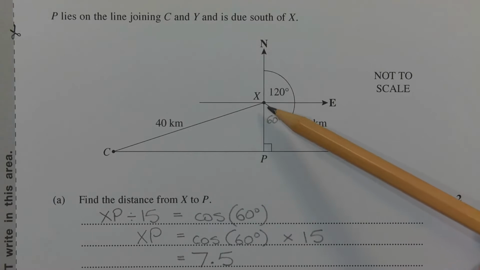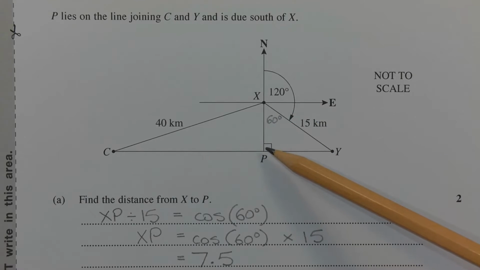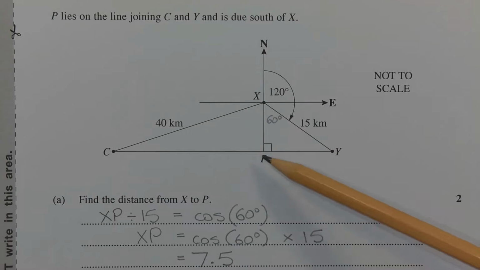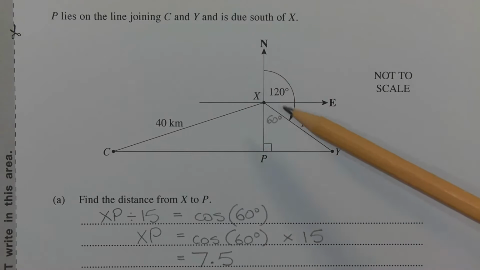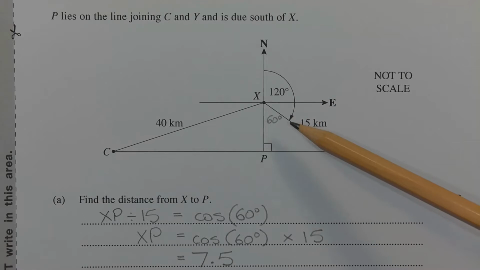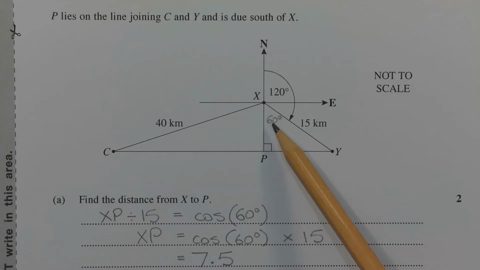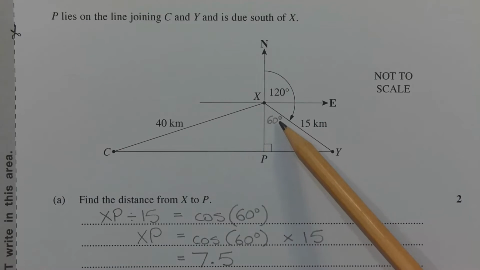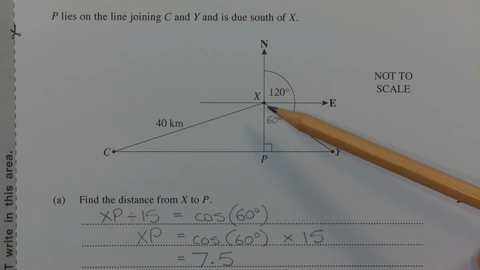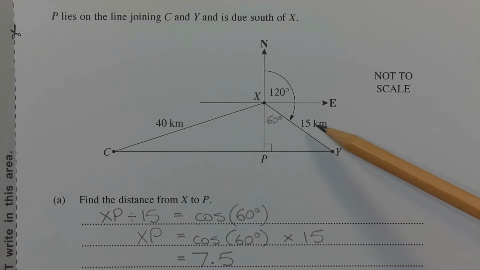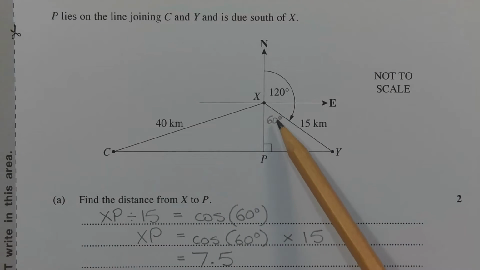The question is asking for this distance here, XP, and that's the side of this particular right-angled triangle, XPY. Now it's given that the bearing of Y from X is 120 degrees. And this angle here must be 60 degrees since two adjacent angles on a straight line are supplementary, or add up to 180 degrees. So now we have a right-angled triangle where the hypotenuse is known, it's 15 kilometers, and we have a known angle.